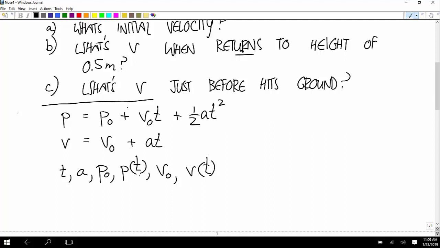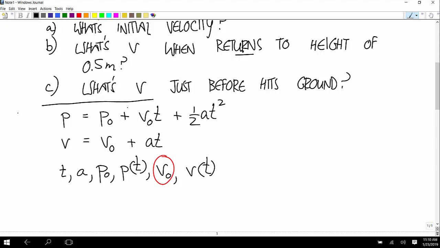So we can just go through and figure out which ones of these we know, figure out what we're trying to find. So of these, for part A, what are we trying to find? That's right. We're trying to find V0. And so we need an equation that has V0 in it, and everything else in it is known, because in a single equation, you can only solve for one variable. Okay?